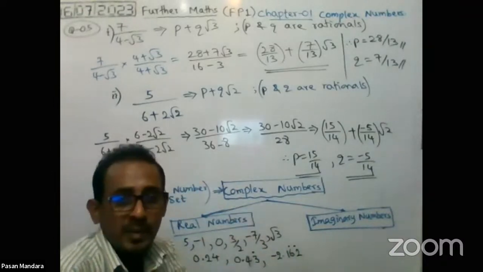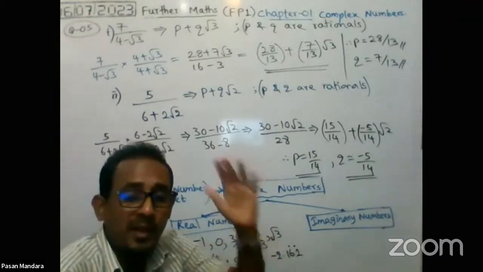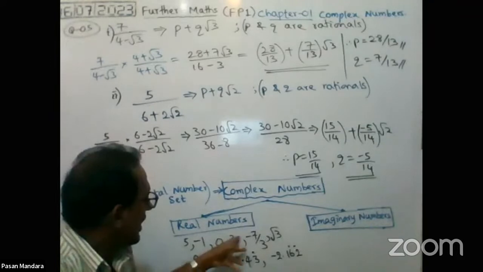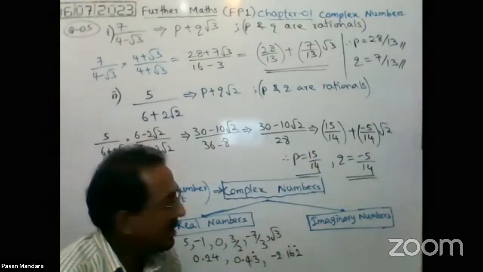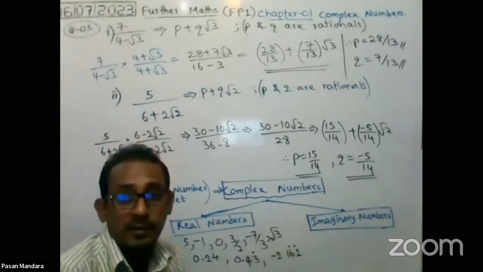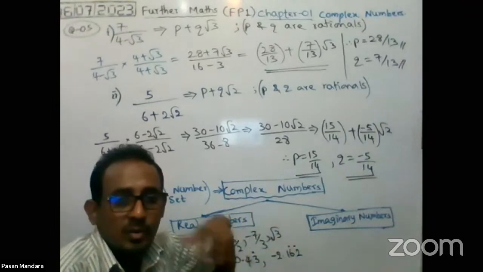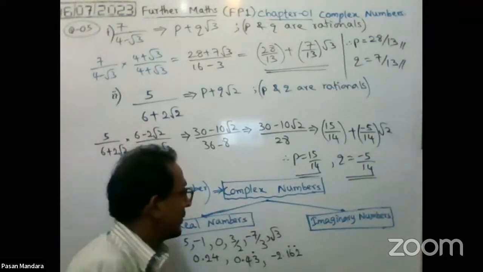If you are getting many decimals without repeating, that is called irrational. These are called irrational numbers. Many decimals means irrational. These are called rational. If you can write it as a fraction, these are rationals. These also irrational, these also irrational. So these are all real. So then what can we put for the imaginary?